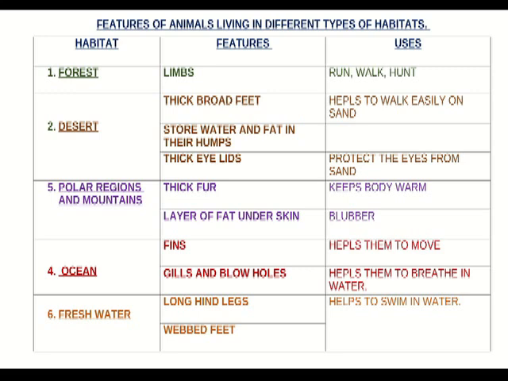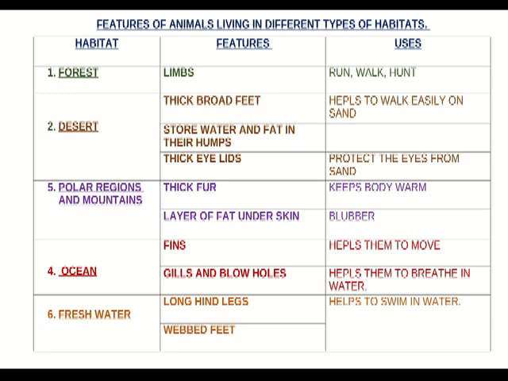The animals living in forest possess limbs which help them to run, walk and hunt. The second habitat is desert. The animals living in desert possess thick broad feet which help them to walk easily on sand. They store water and fat in their humps. The animals have thick eyelids which protect their eyes from the sand.